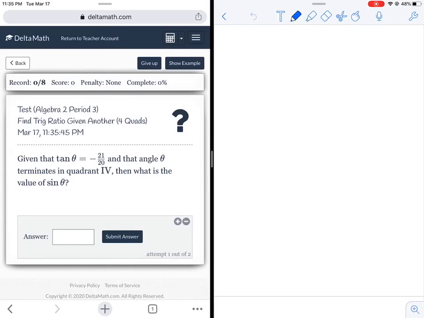Given that tangent of theta is negative 21 over 20, and that angle theta terminates in quadrant 4, what is the value of sine? As soon as you start seeing sine, cosine and tangent, the one big thing we should always write on our page is SOHCAHTOA. SOHCAHTOA helps us remember the ratio of sides, which you guys practiced yesterday.